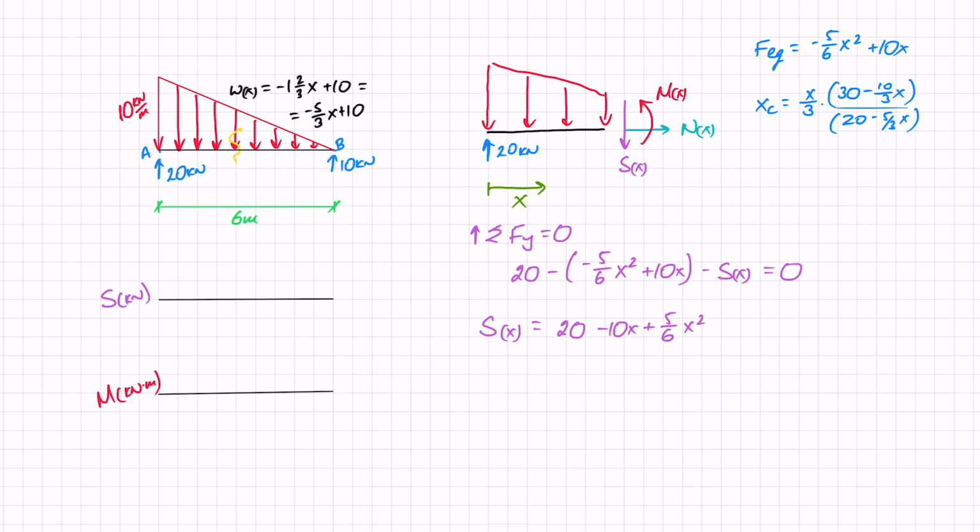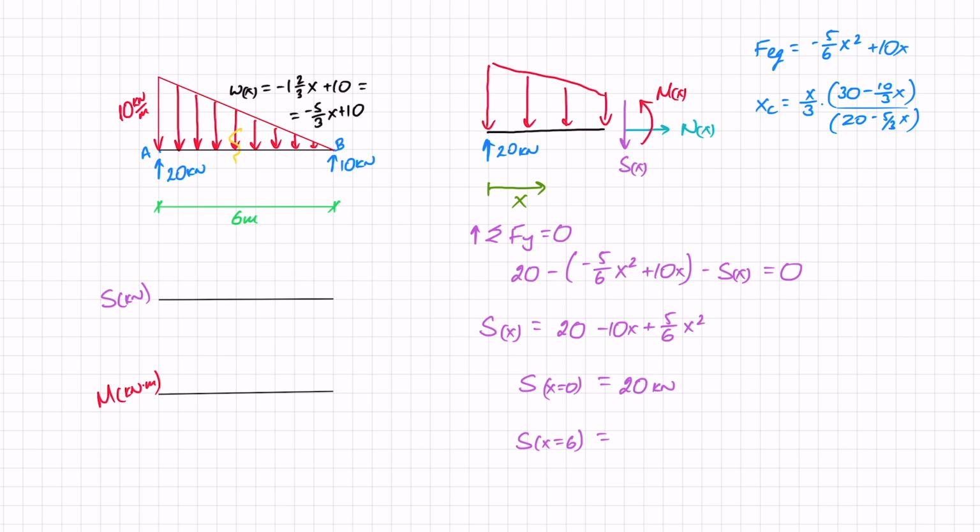And let's figure out a few interesting points that we might want to check. What happens when x equals 0? What happens when x equals 6 meters? So that's point A and point B. When x equals 0, I get 20 kilonewtons, which is exactly what I'm expecting. That is the reaction force at point A, so that's great.